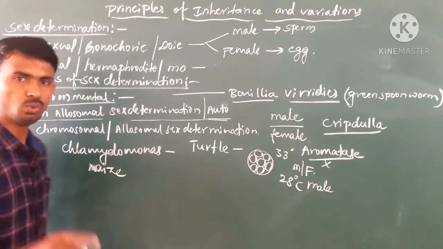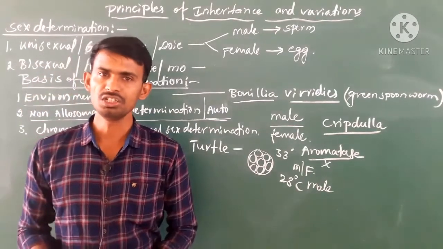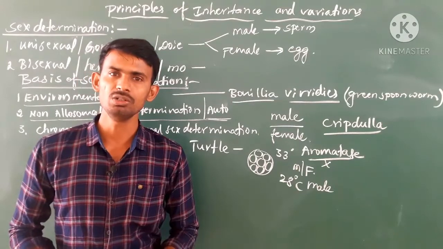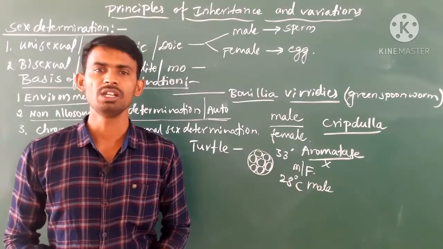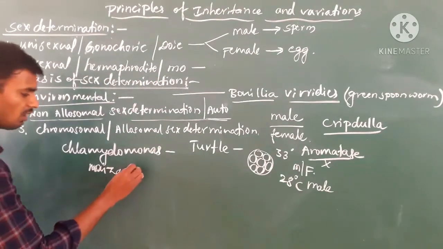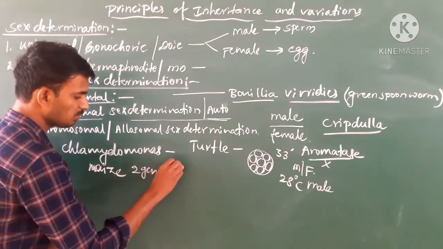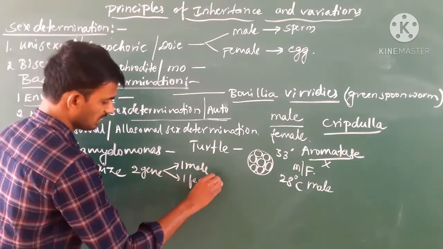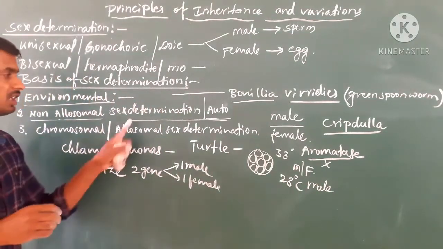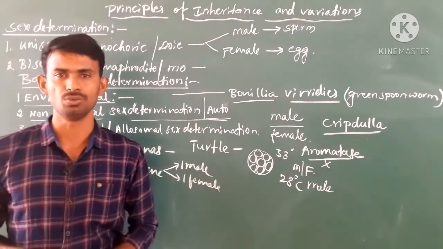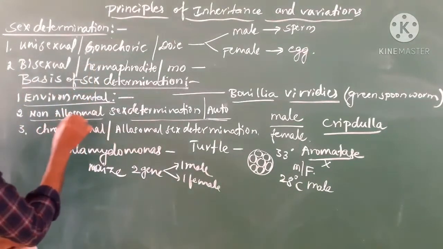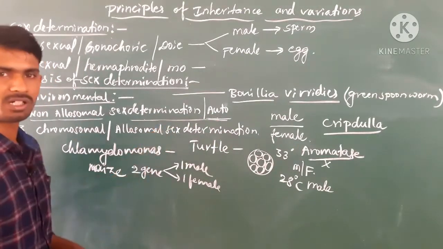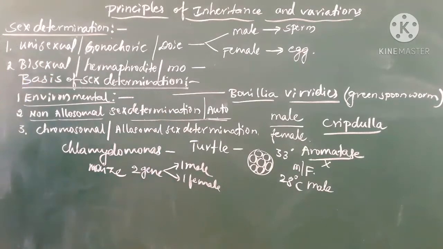In maize, two genes are present. One gene induces the development of the male inflorescence, and the other gene induces the development of the female inflorescence. That is, out of the two genes, one gene is responsible for maleness and the other for femaleness. That means the genes control the sex of an individual. It is a non-allosomal, or autosomal, sex determination. That means the genes, the fertility factors, decide the sex of an individual.